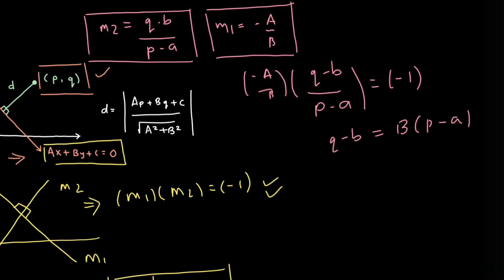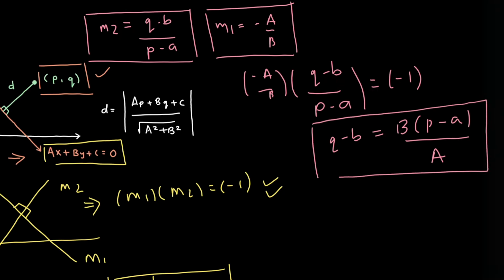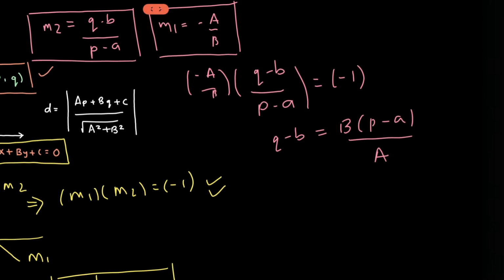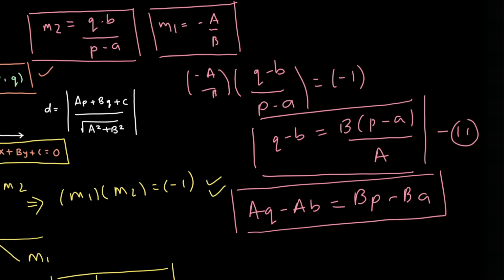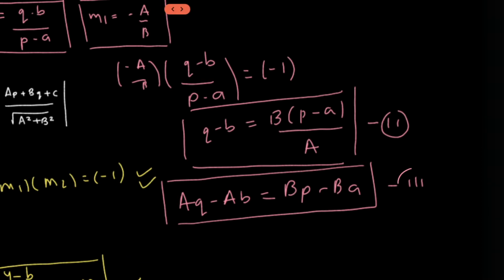Now simplifying this will give me the value of q minus b equals b multiplied with p minus a divided by a, and this is one of the ways in which we can write the simplified form. I will label this as equation number 2, as we have already got equation number 1 previously. Again I will simplify this, and this time I will write it this way. I will open the brackets also. So aq minus ab equals bp minus ba, and I will keep this as equation number 3.